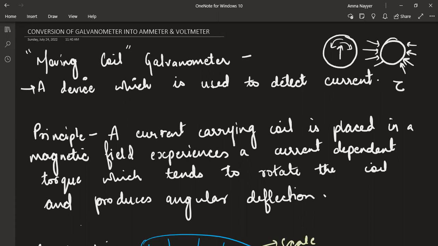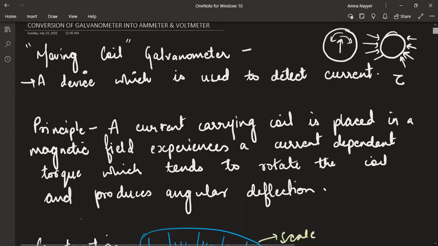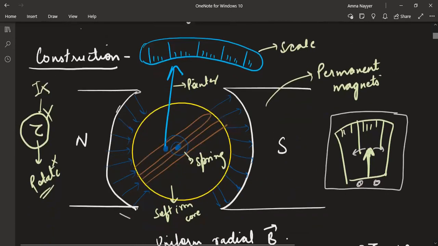A current carrying coil, whenever it is placed in a magnetic field, experiences a torque. And that torque rotates the coil and produces angular deflection. This is how the construction is made.